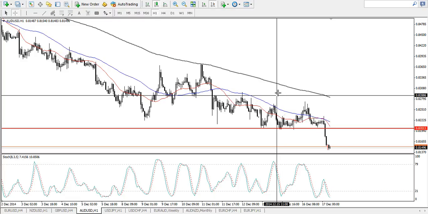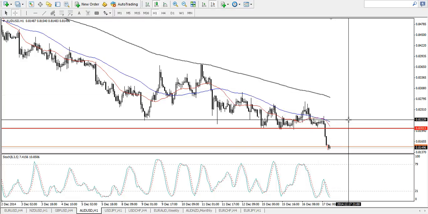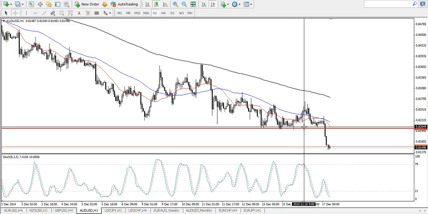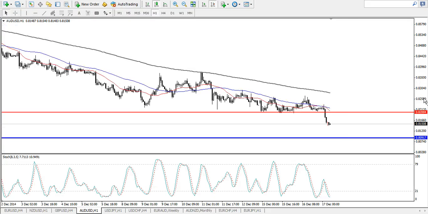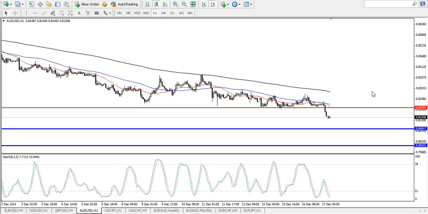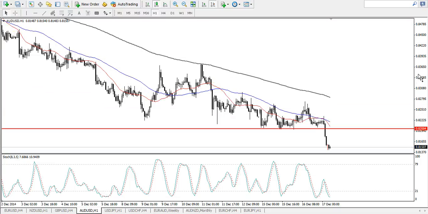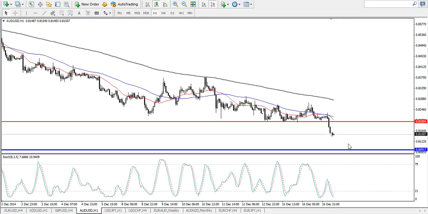As you can see, price has been falling again this morning and broke a new low, breaking below the support level of 0.8200. If you're looking at the downside, the next key support level, or rather the exhaustion level, is at 0.8091, followed by the 0.8000 whole number itself.